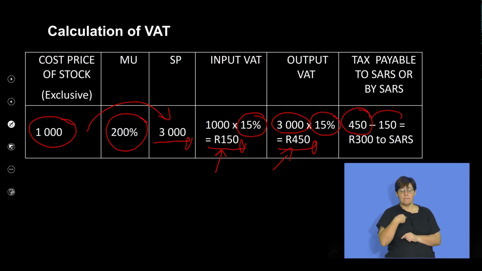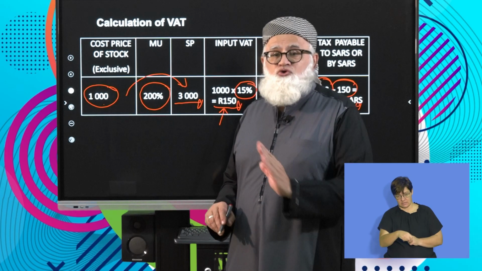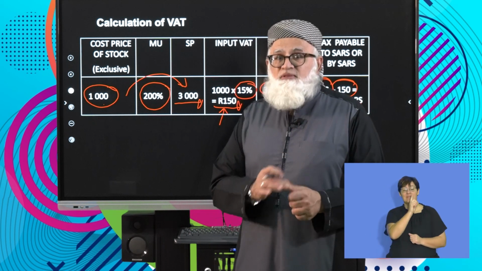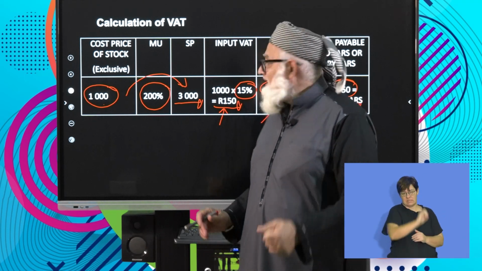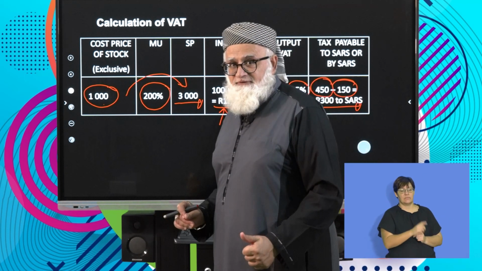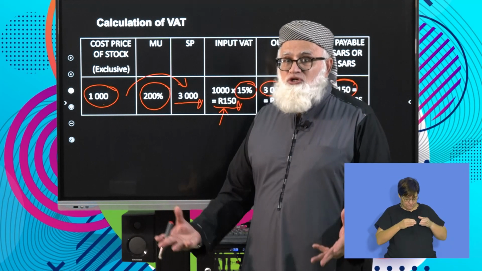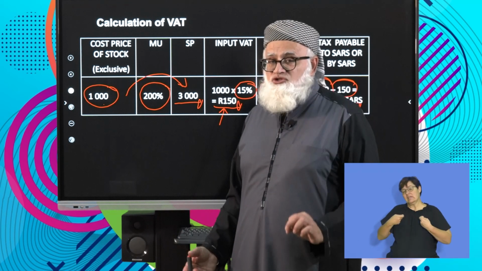You subtract the amount that you have paid, and that's the amount that's due to SARS. Please make sure you understand what I've done here. On the 1,000 Rand that you've purchased, you've paid VAT at 15%, which was the amount of 150, right? You marked up those goods by 200%. It means you added value to it. You sold those goods at 3,000 Rand.